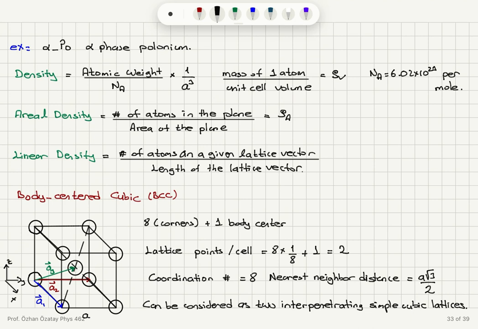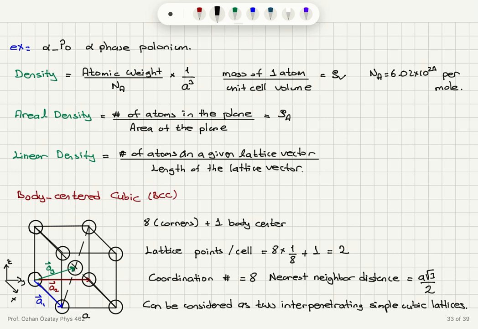A good example is alpha phase polonium. Now we have three types of densities we can talk about. If you take the atomic weight and divide it by Avogadro's number, you will find the weight of one atom. Since I have one atom per cell here, the mass of one atom divided by the volume of the cell, a cubed, is going to be the density of the material. And Avogadro's number is 6.02 times 10 to the 23.